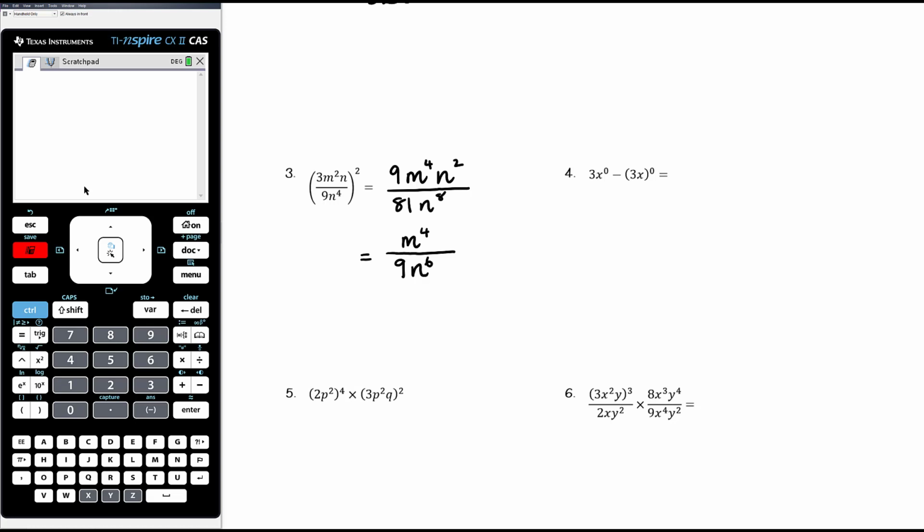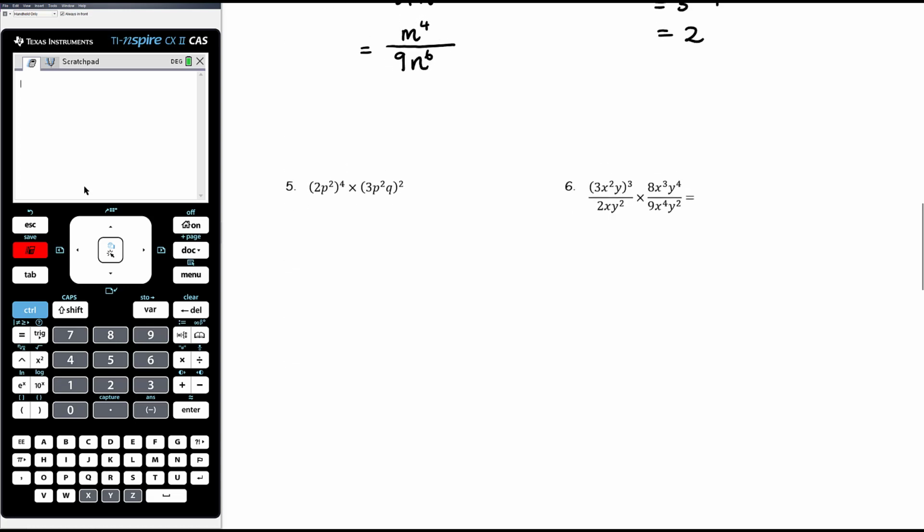Okay, example 4. We've got 3x to the power of 0 minus 3x all to the power of 0. So making a clear distinction about the difference between these two things. So 3x to the 0 means 3 times 1, whereas 3x all to the power of 0 means that that's 1. So we've got 3 minus 1, and so that's going to be equal to 2.